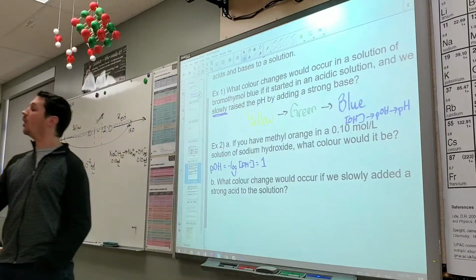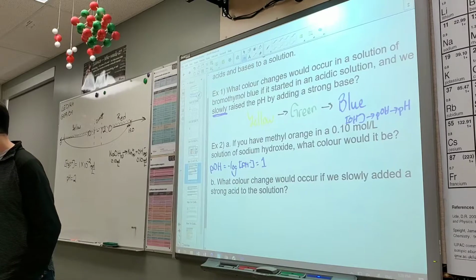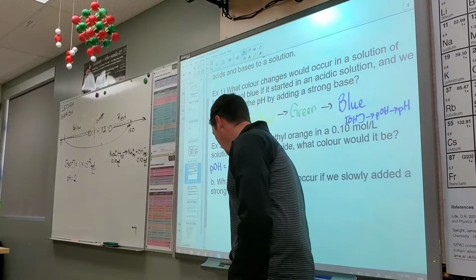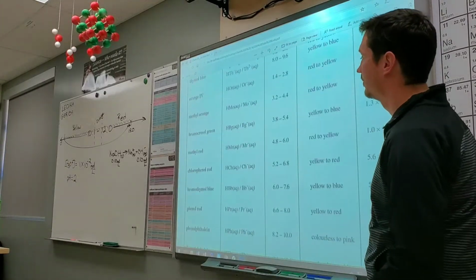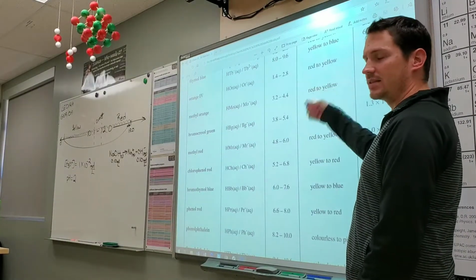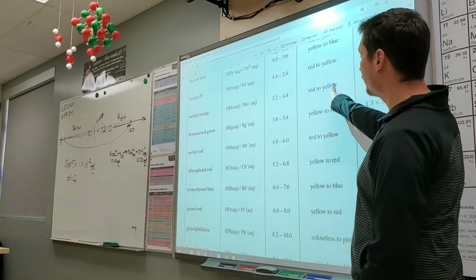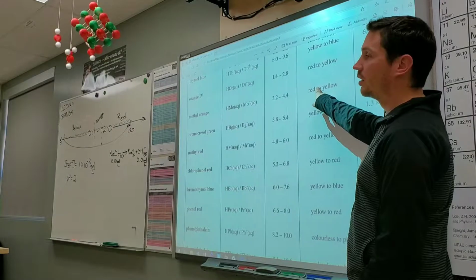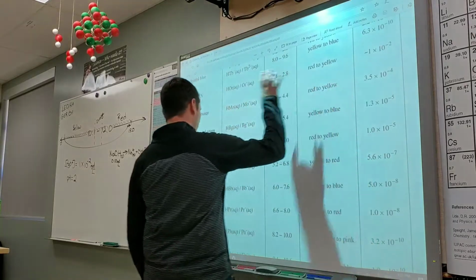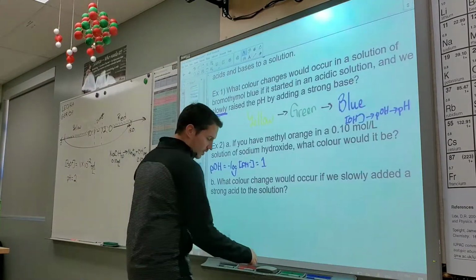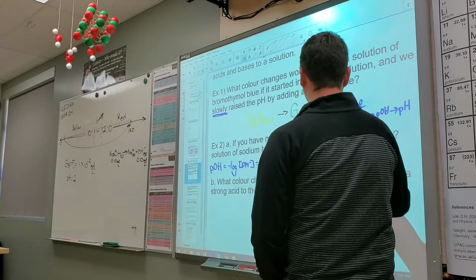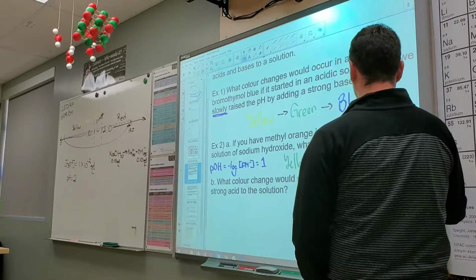So if my pOH is 1, what's my pH? 13. So what color will methyl orange be at a pH of 13? It will be yellow. It will be big time yellow, right? Okay. So what are we slowly adding to this thing? Base. So we're going from yellow to what color? Orange to red. Does that make sense? That's all we're doing. We're just going from yellow to orange to red. So our transition would be yellow to orange to red.